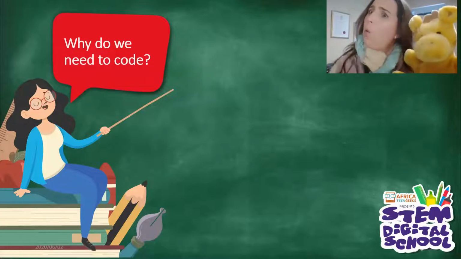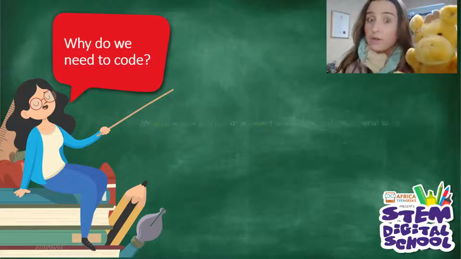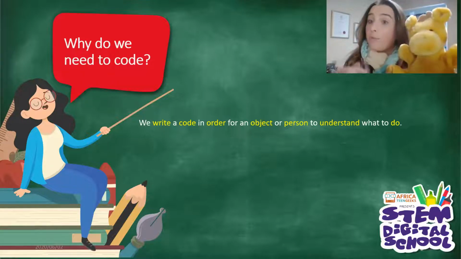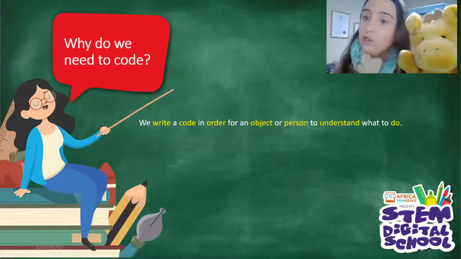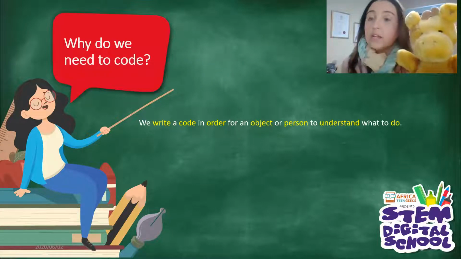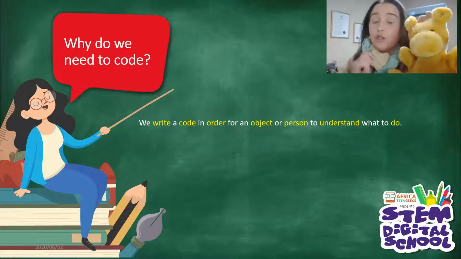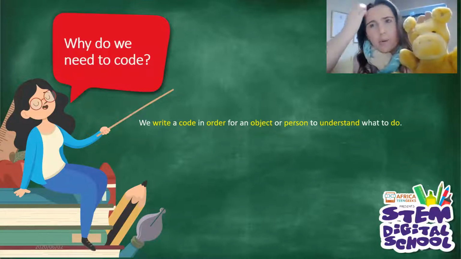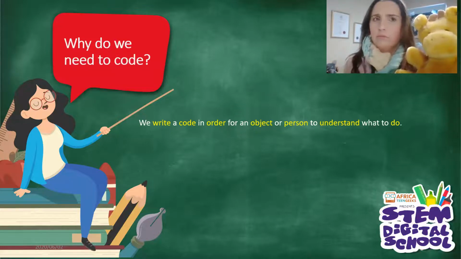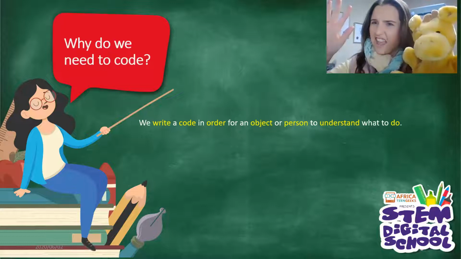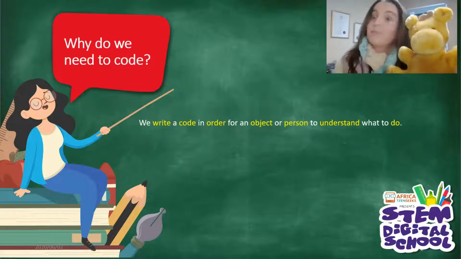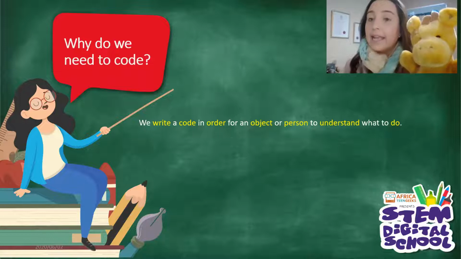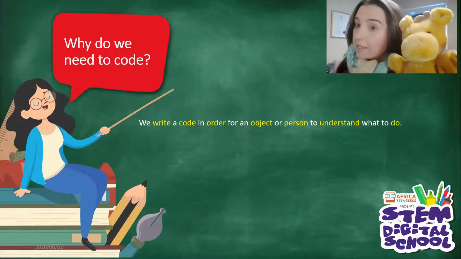Right. So why do we need to code? Okay. We write a code in order for an object or a person to understand what to do. Wow. So Gary said to you, can you put your hand in the air? So you understood it and then you put your hand in the air. But if Gary just said, turn around, but he expects you to put your hand in the air, you wouldn't know what to do, right? Okay, so it's the same with our computers and our cell phones and our tablets. It needs to understand what we tell it.